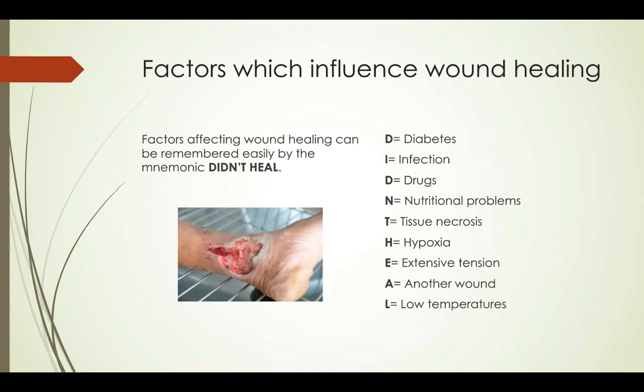D, drugs. If you're on certain medications, it can decrease wound healing as well. So you want to look at what medications they are on and if it's going to impact their wound healing. N, nutritional problems. If they have poor nutrition, maybe they have poor protein intake, that can impact the way the wound heals as well. T, tissue necrosis, death of the tissue. If some of the tissue is dying, that means you now don't just have the wound that heals, but you have to get rid of the dead tissue because it's not going to magically come back to life.